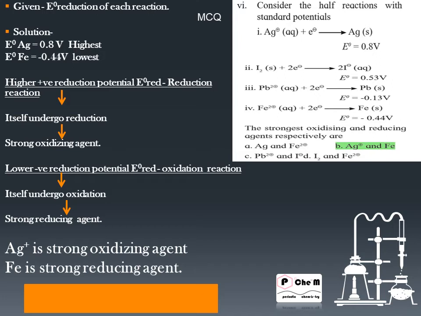So we need to see the reactions in which this Ag+ is on the left-hand side and Fe is on the left-hand side. And therefore the correct option will be B, that is Ag+ and Fe, that is iron.